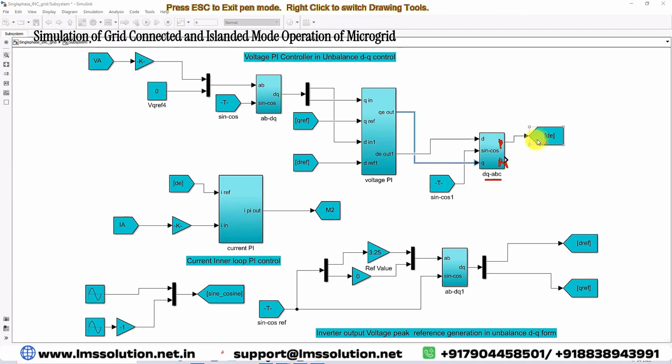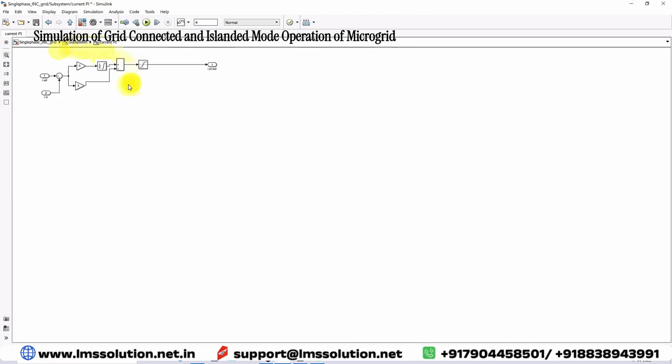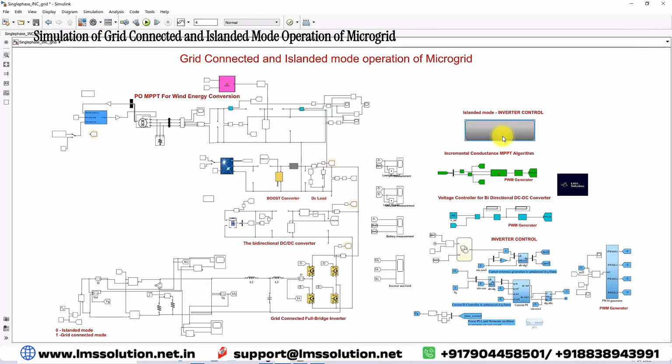formula. And we take only the phase A component, which is combined with the load current, and then processed by a PI controller. So this PI controller will generate the modulating signal for generating the pulse. This is islanded mode operation, where we generate the pulse for the inverter based upon the voltage of the load and the current of the load.